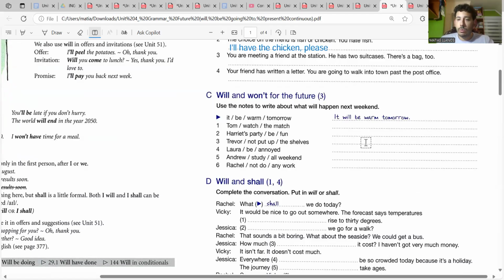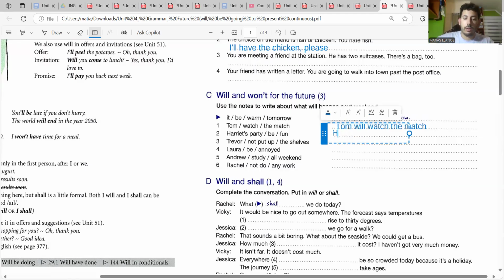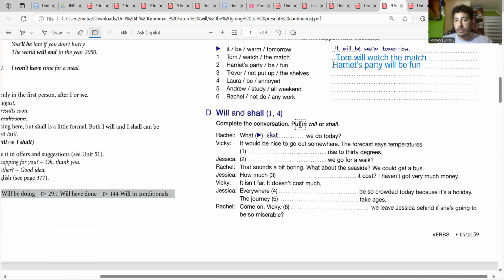Then for C, you have to use will for the future. Use the notes to write about what will happen next weekend. So here we have it be warm tomorrow, and we will convert it to it will be warm tomorrow. Tom watched the match, so we will convert it to Tom will watch the match. Harriet's party be fun, so we'll convert it to Harriet's party will be fun. And like that.